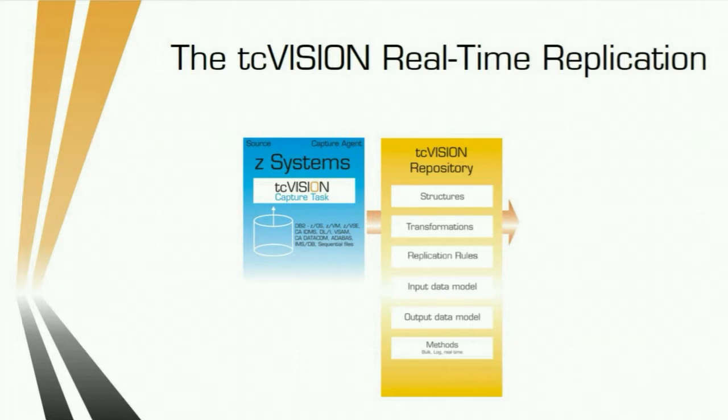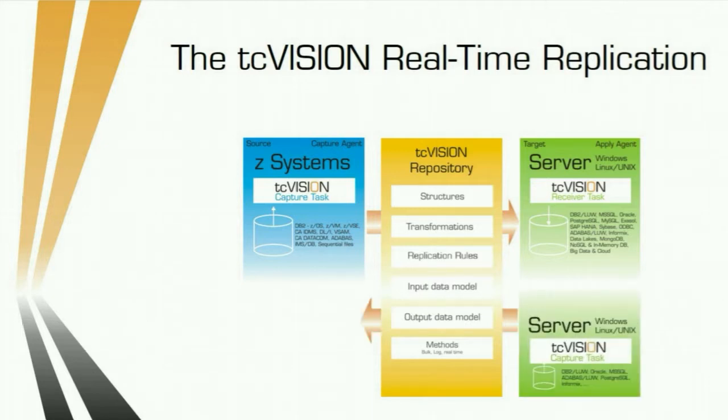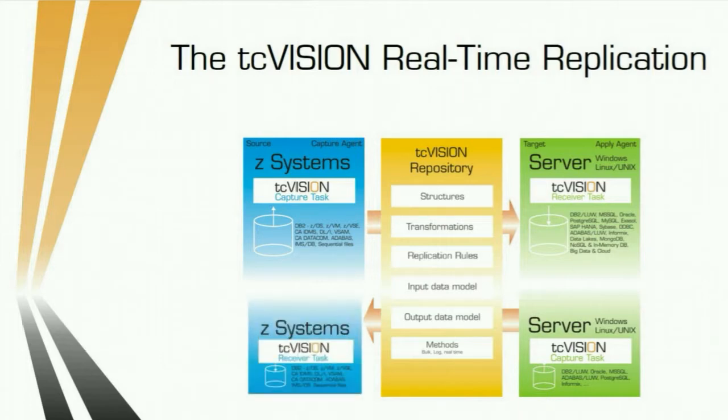The implementation to the target is performed by the apply agent, in this case a server on Windows, Linux, or Unix. Our receiver receives the data and implements it into the respective database. Of course, the most effective way of accessing those databases is used. Reverse replication can also be performed by a capture agent on Windows, Linux, or Unix. The data is sent back to the mainframe and implemented into Datacom, Adabas, or DB2.